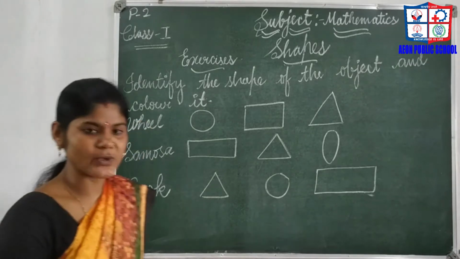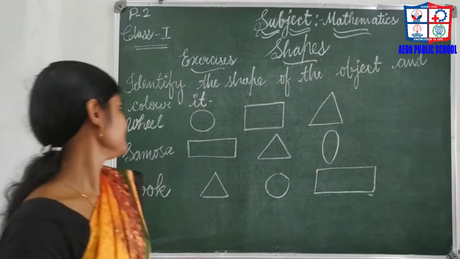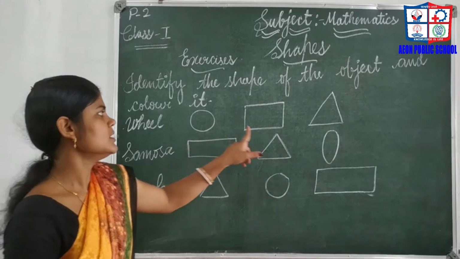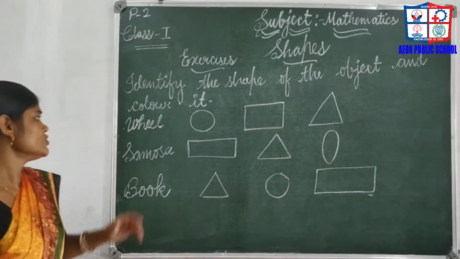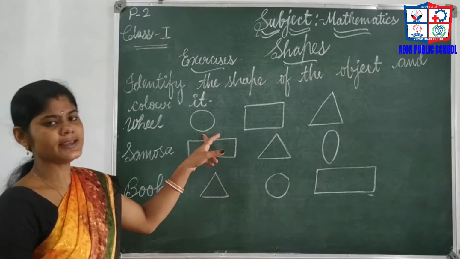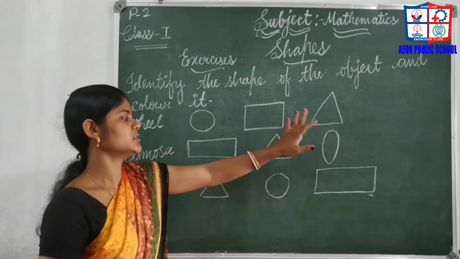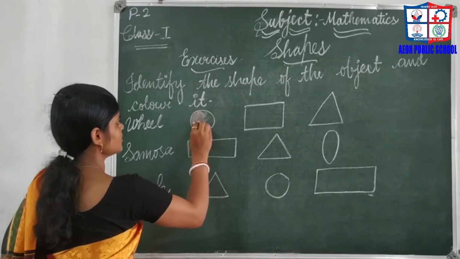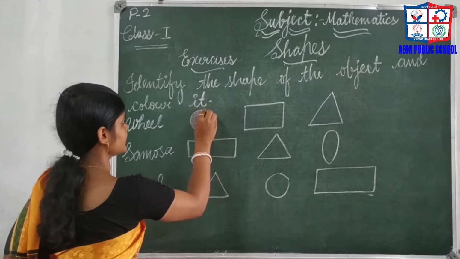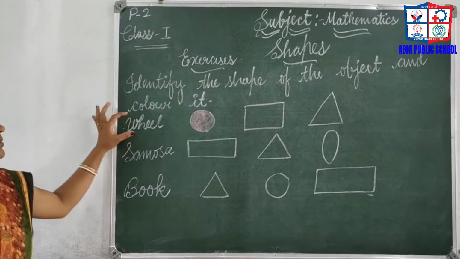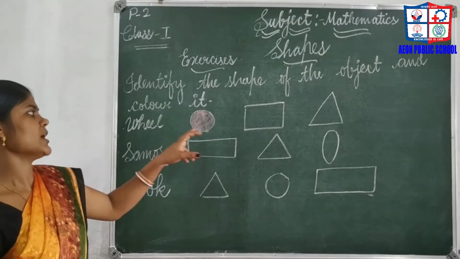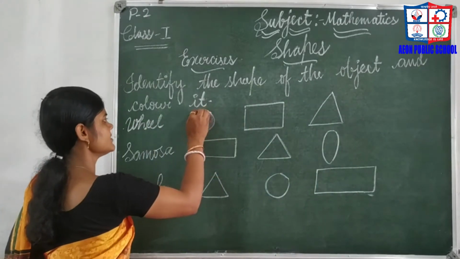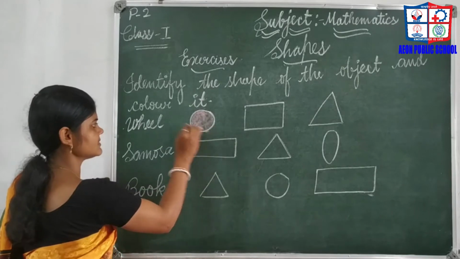So the first one is wheel. What is the shape of the wheel? Here, what are the shapes given? Circle, square and triangle. So obviously it is a circle, not rectangle, not square and not triangle. So here you have to color the circle because the question says identify the shape, means what is the shape of this wheel, and you have to color it. Clear? So wheel is the shape of a circle. That's why we are coloring this shape.